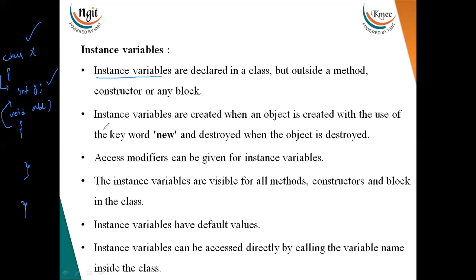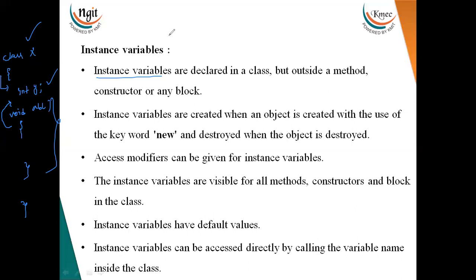Access modifiers can be given for these instance variables. The instance variables are visible or available for all the methods, constructors, or blocks in the class. And these instance variables have default values. Let's say if you are taking an integer, its default value is 0. Instance variables can be accessed directly by calling the variable name within the class, right? This is all about the instance variables.